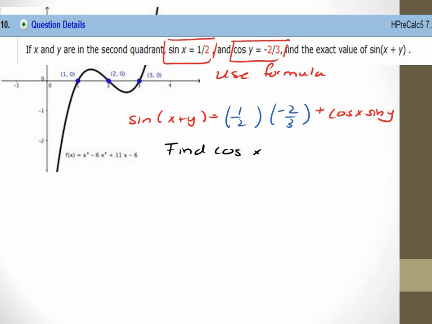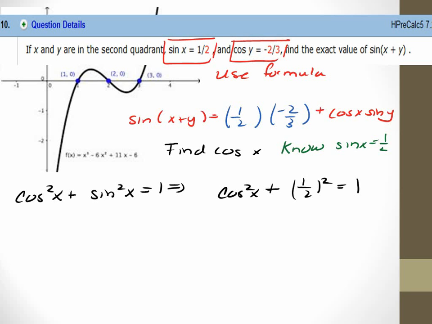So we got some hard stuff coming. Now I have to fill in those other two pieces. What's cosine x and what's sine y? I have to find cosine x. That's my first objective. I know sine x is 1/2. I've got to get cosine x. So I'm going to use the famous identity. You're cosine squared x and I'm sine squared x, and together we make 1. There we go. You can use it for Valentine's Day next year.